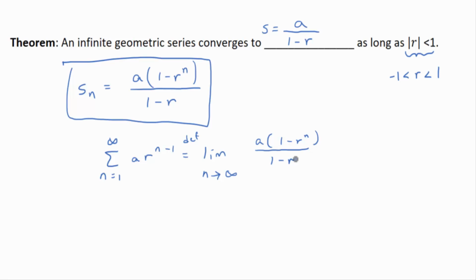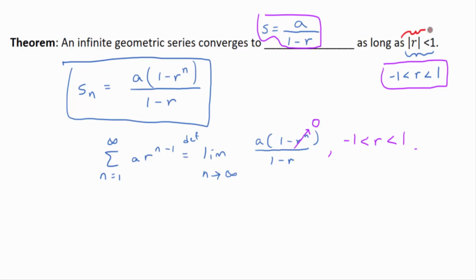If r is between -1 and 1, what does r to the n go to? This is one thing we talked about yesterday. What does the sequence represented by r to the n go to? If r is a proper fraction, like a half, and you keep raising it to higher and higher powers, it shrinks to 0. So if this condition holds, then you just get a times 1 over 1 minus r. You get exactly what we said. But it only works if r is between -1 and 1. It diverges otherwise. Okay? So that's a good note to make. It diverges otherwise.